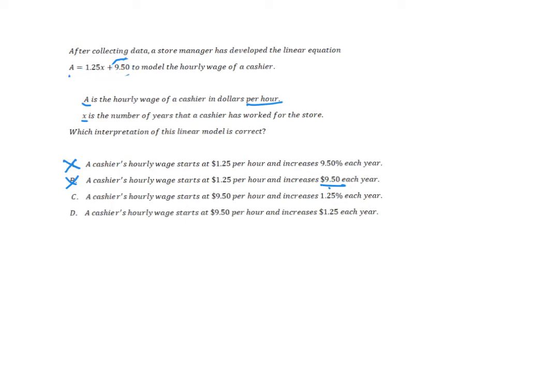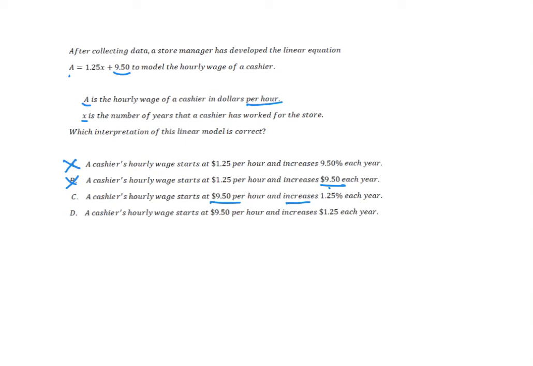So let me just erase this so you can see here. All right, let's go for C. A cashier's hourly wage starts at 9.50, which is correct. That's the base right here. And it increases, which is good because we have a positive slope, but it increases 1.25% each year. No, 1.25 represents $1.25. So there is no way it's going to be a percentage here. It's not 1.25% of 9.50.